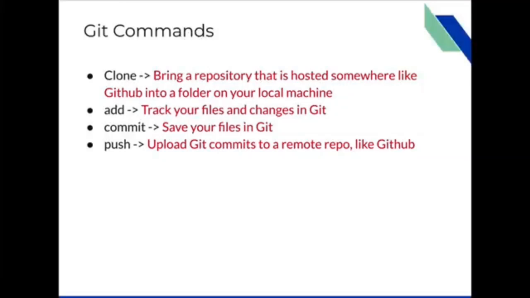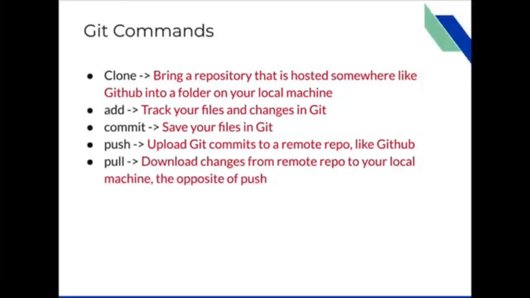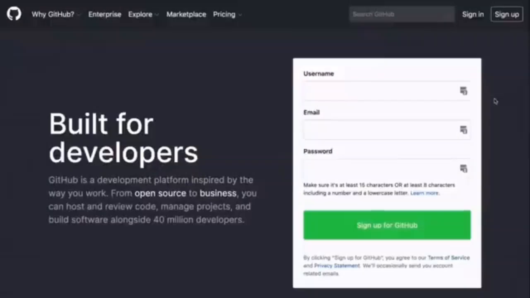You do this through the push command. When there are changes to your code on GitHub and you want to bring those to your local machine, then you use the pull command. You pull down changes from the remote repository. Those are all the commands that I want to cover to get started. Again, we're going to go over examples of each of these.